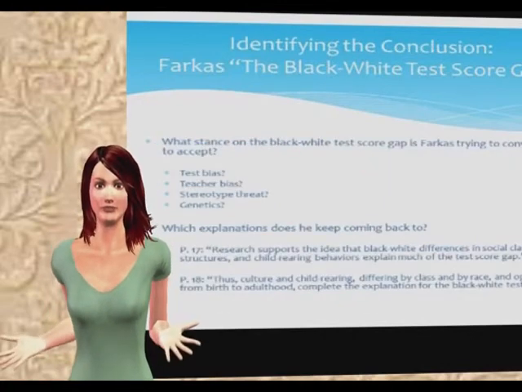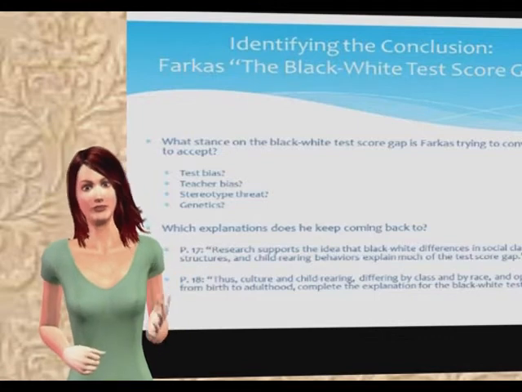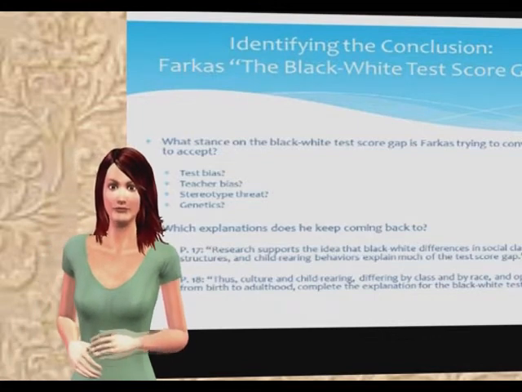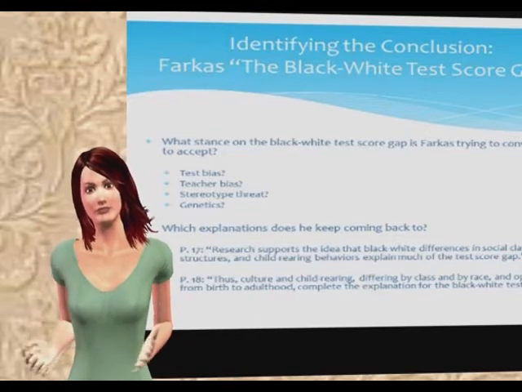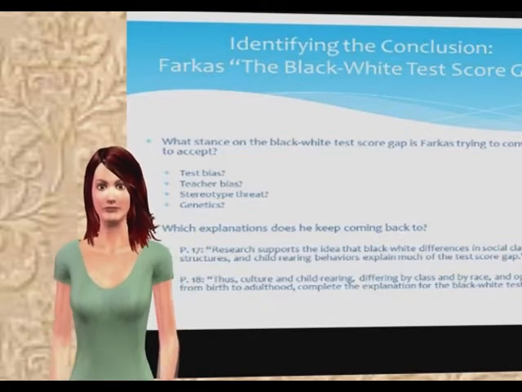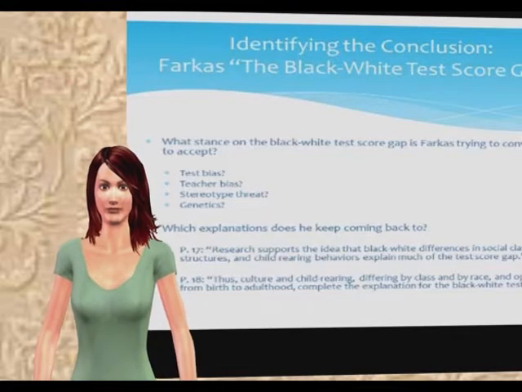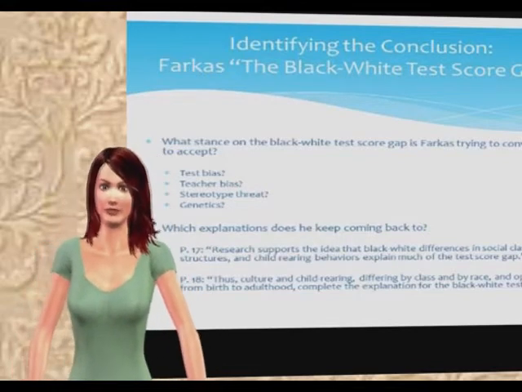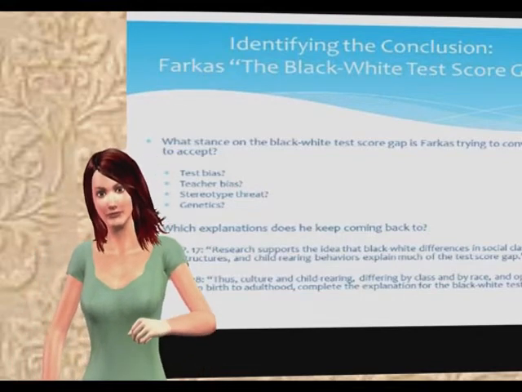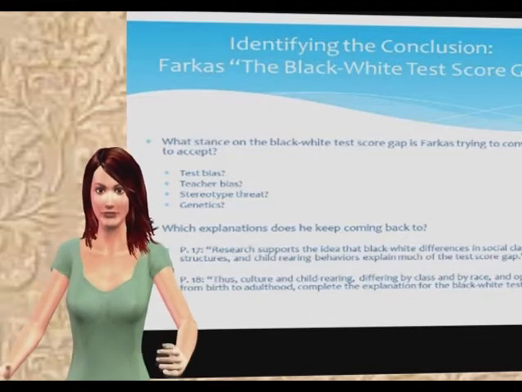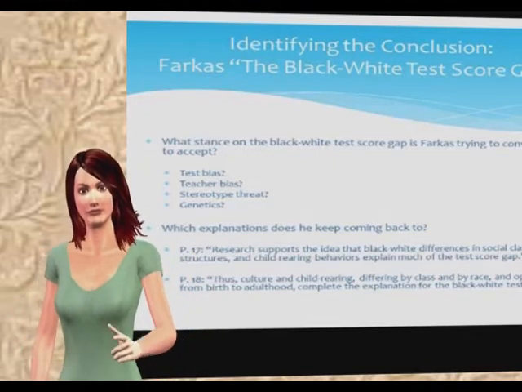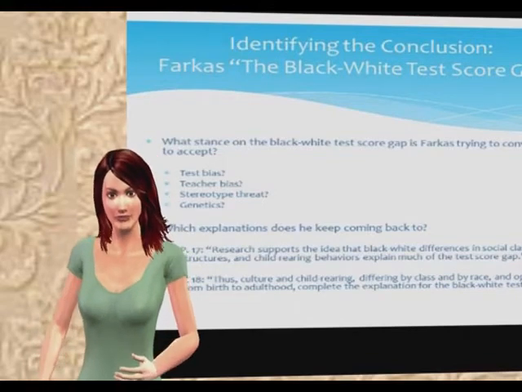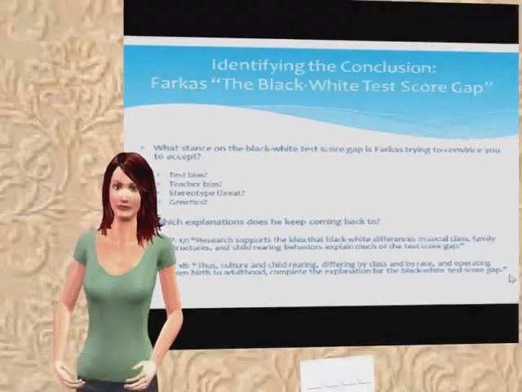So last, what we're going to do is we're going to identify the conclusion in this reading. So ask yourself, what stance on the black-white test score gap is Farkas really trying to convince you, the reader, to accept? And he talks at the beginning of the reading about various dominant explanations that have been offered to explain the gap.